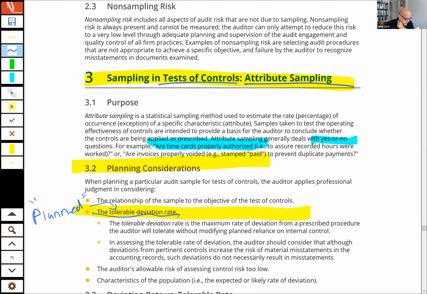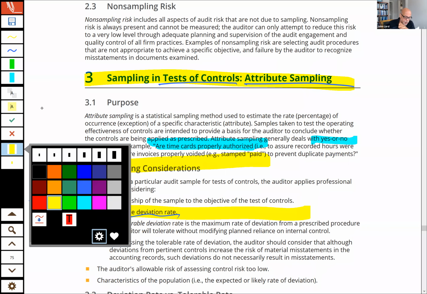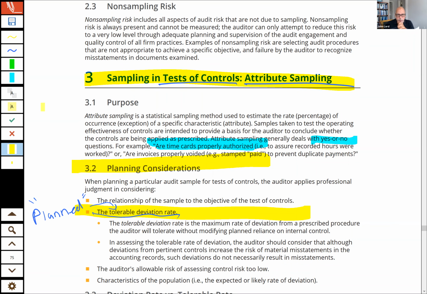So what happens? Let's say I tell you that the supervisor will sign the employee's time card. Do you like the design of that control? Supervisor will sign the employee's time card. Do you like the design of that control? Yes. Yeah, supervisor should know how many hours the employee worked, what they worked on, et cetera. Good. Okay, now we have to see if the control has been implemented.